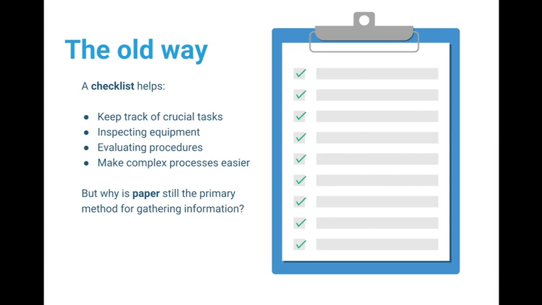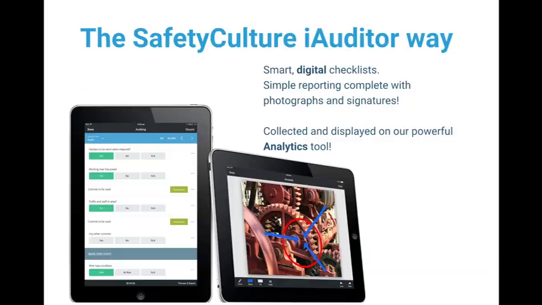So no matter what industry you are in, checklists will allow you to see what is working well and what isn't. But for many organizations, paper checklists are still the main source of information gathering. And though a common practice, they make for insufficient data collection and jeopardize accountability within a team. And so this is where iAuditor can help.